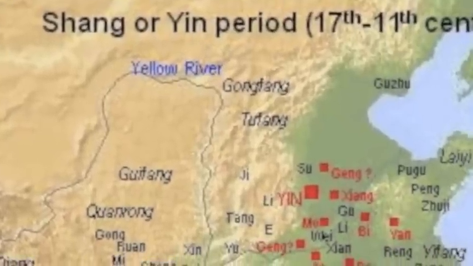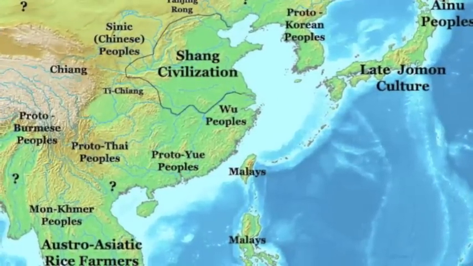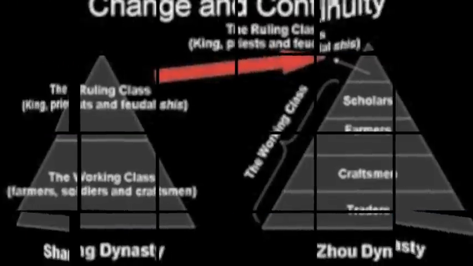In the Shang dynasty, the government used feudalism. Feudalism was where several lords controlled pieces of land all over China.